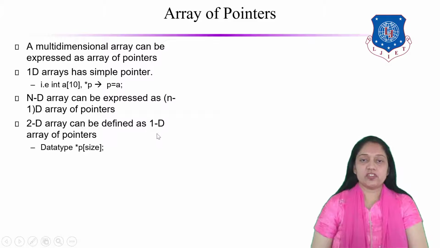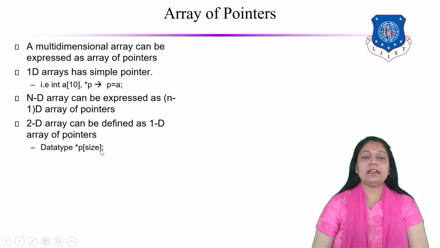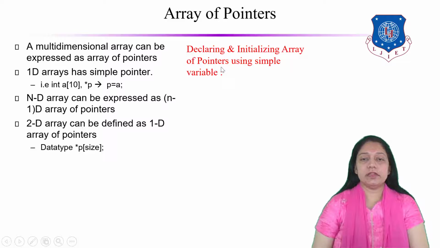How are we going to declare such type of array of pointers? So write down the data type, you give any data type, be it integer, float, character or so, *p, and convert this pointer into an array. So in square brackets you give the size. This size will decide how many pointers there are in the array of pointers, and each pointer will point to some particular memory location. Let's see this with a simple example.